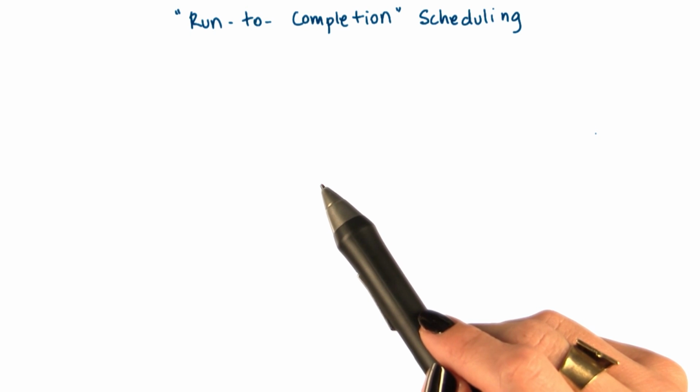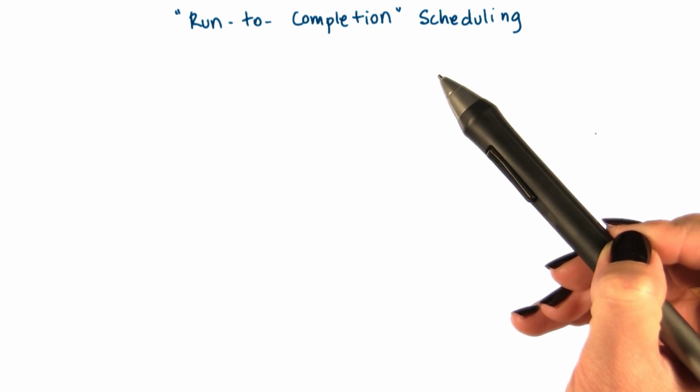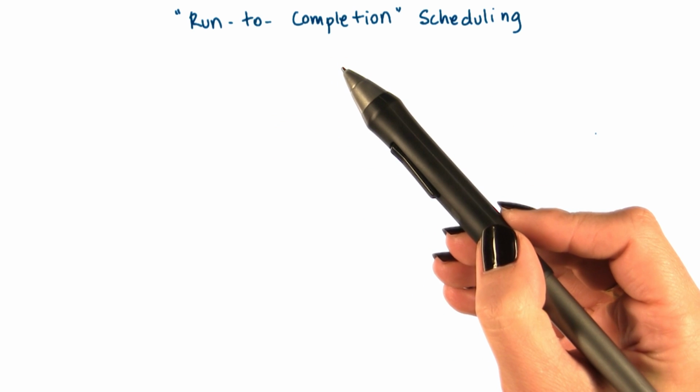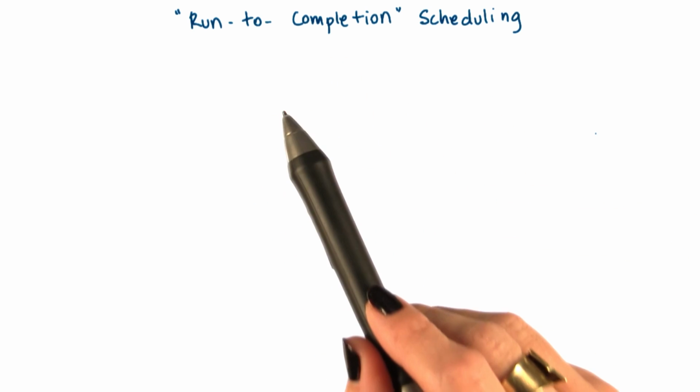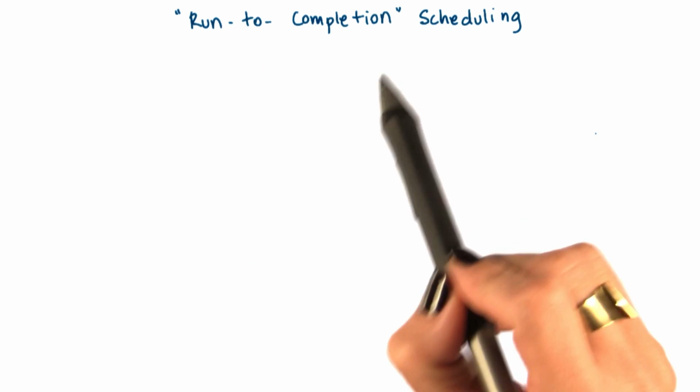For this first discussion of scheduling algorithms, I want to focus on what we call run-to-completion scheduling. This type of scheduling assumes that as soon as a task is assigned to a CPU, it will run until it finishes or until it completes.